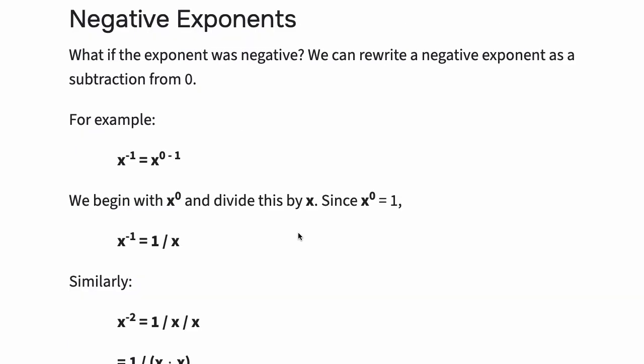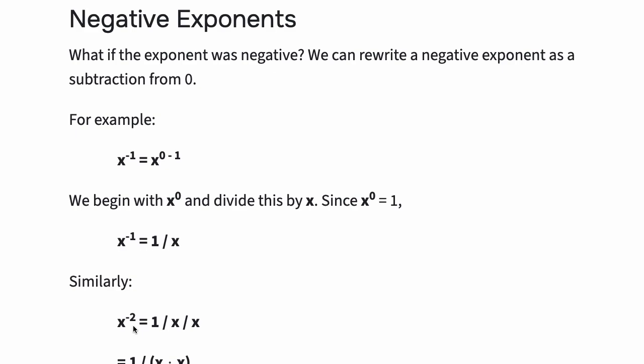What if the exponent was negative? We can write a negative exponent as a subtraction from 0. For example, x to the negative 1 equals x to the 0 minus 1. We begin with x to the 0 and divide this by x. Since x to the 0 equals 1, x to the negative 1 equals 1 divided by x.